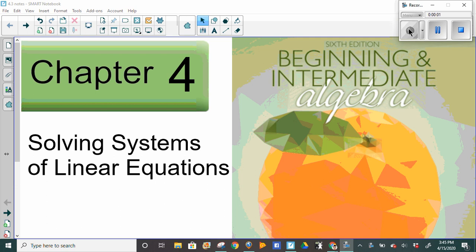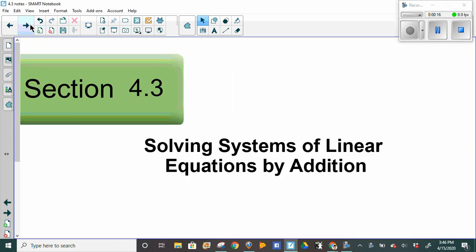All right, so now we're going to do 4-3. We're still solving systems of equations, and this is a new method. In the first video we did it by graphing. In the second video we did substitution. This one in 4-3 is called the addition method.